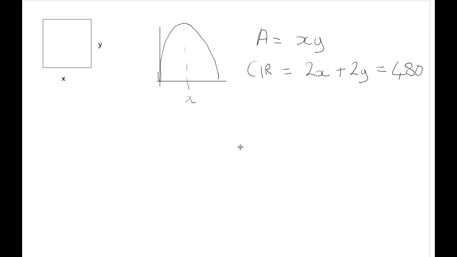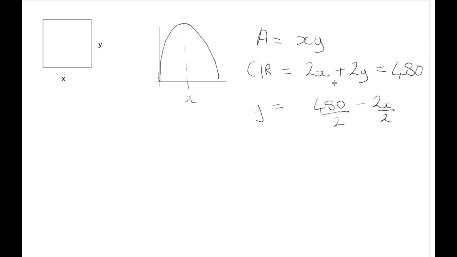So 480 meters. Okay, so if I rearrange that, I would end up with y would equal 480 minus 2x, and then that would be divided by 2 and that would be divided by 2.